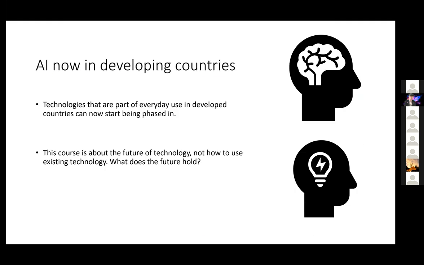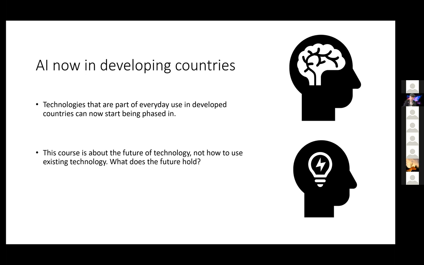So now we have this technology in these countries. How can we use it? There's things that we've had for decades that could help, things like water filters, mosquito nets, things like this. But that's not what this course is really about, and that's not what we're really talking about.